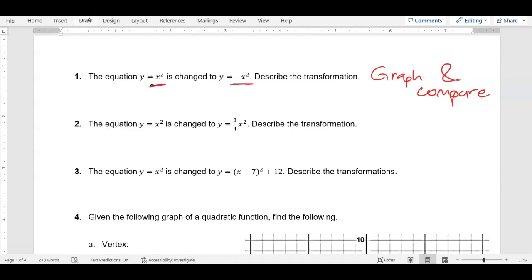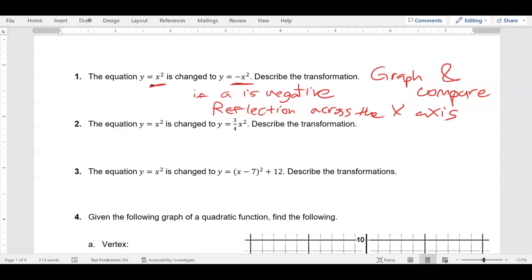You should know that if the number in front, if a is negative, that is what we call a reflection across the x-axis. All right, so now this time a is 3/4. If a is less than 1, it is a vertical compression. This stuff is found in unit 4.1 notes.